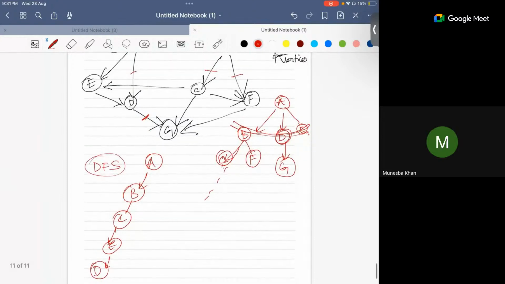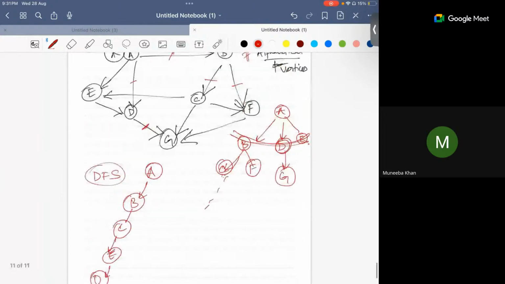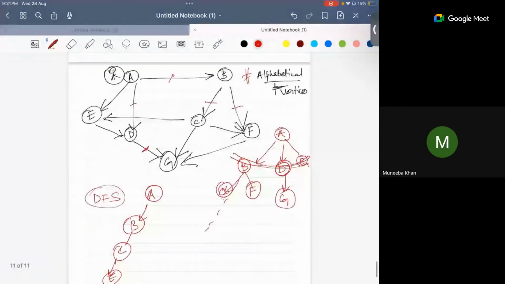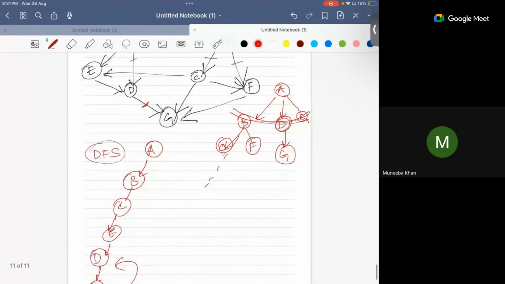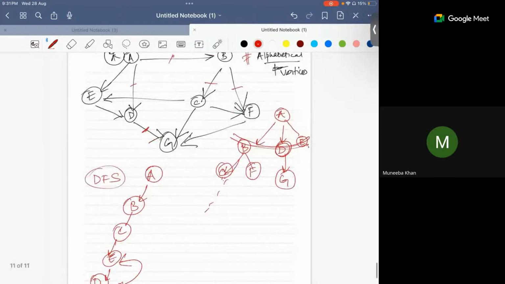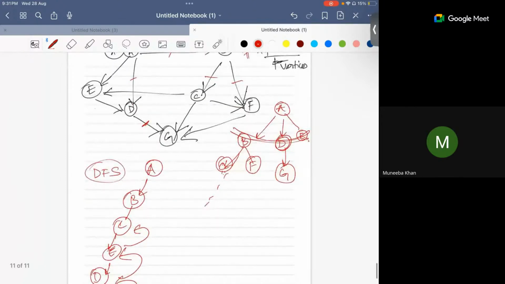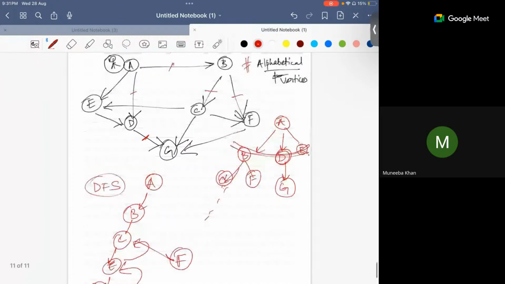From D, I can go to G. Is there any option from G? There is no option because the out degree is 0. So I can't go anywhere, and I have to go back to D. From D, is there any other option? Except G, we can't go anywhere. So again we go back to E. From E I had only one option, D, so I'll go back to C. Is there any other option from C? Yes, from C we went to E, but we didn't go to F. So I can go to F now. And from F, is there any other option?